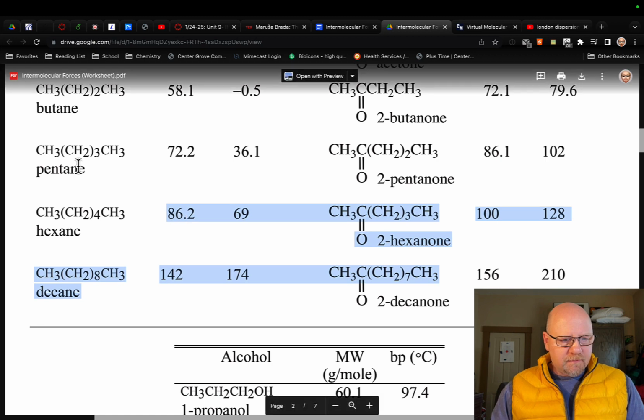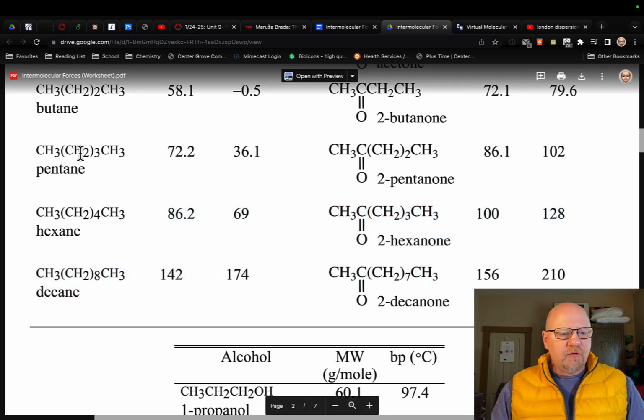CH3, C2H2 in parentheses 3, and then CH3. Now how we would interpret this is that there are going to be 1, 2, 3, 4, 5 carbons all in a row, and then we will have hydrogens attached to those. The ones on the end will have 3 hydrogens attached to the carbons. The ones in the middle will have 2, and we'll see that here in just a second.